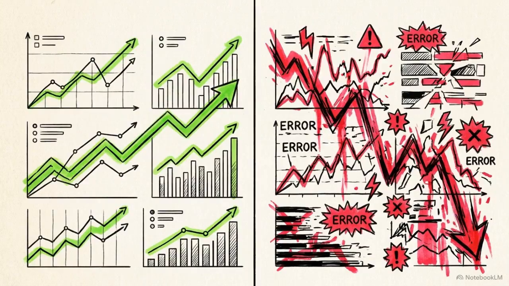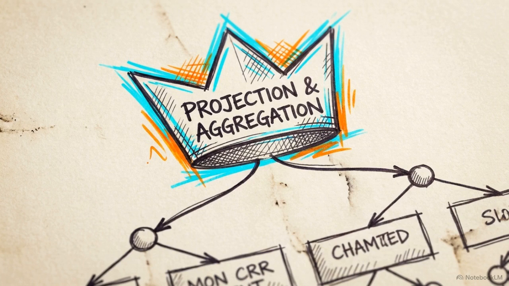Managing join cardinality and strictly indexing your foreign keys dictates whether combining two large datasets takes a few milliseconds or stalls the database. At the top of the execution plan, we handle projection, your select statements, and aggregation, like group by.